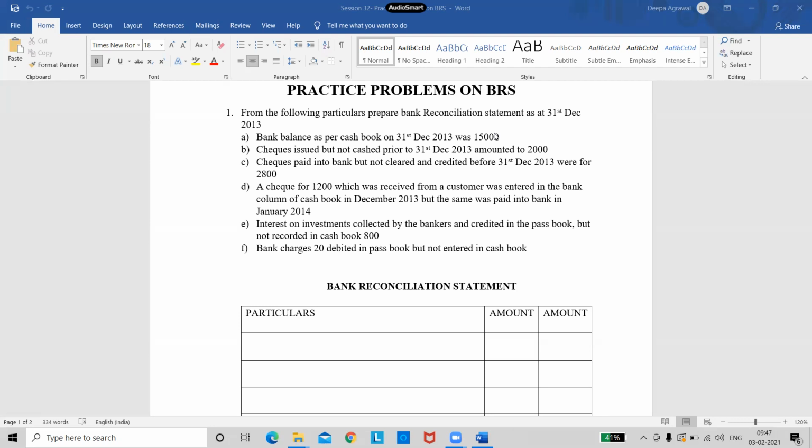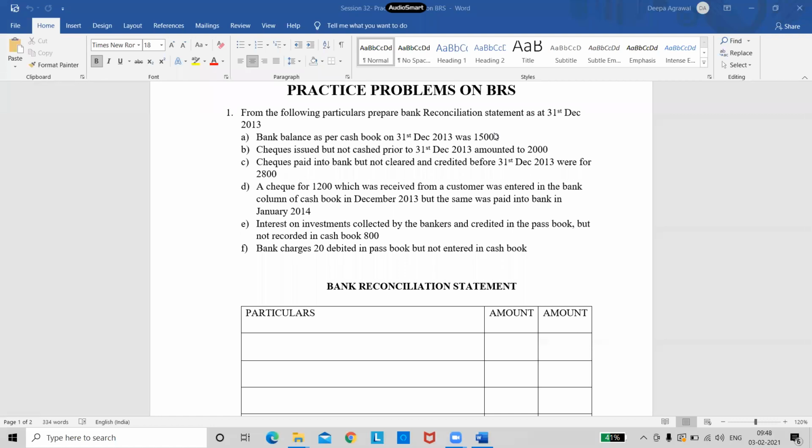Ma'am, can you repeat once again? It says checks paid into bank but not cleared and credited. So we have paid the checks into bank, and whenever we are paying the checks into bank, the cash book will record the entry. But the same checks were not cleared in the bank, so the banker has not recorded them. So the entry has been made in cash book but not in passbook. And because it is depositing checks in bank, it is a receipt, so cash book balance will be more and the passbook balance will be less. Now is it clear?